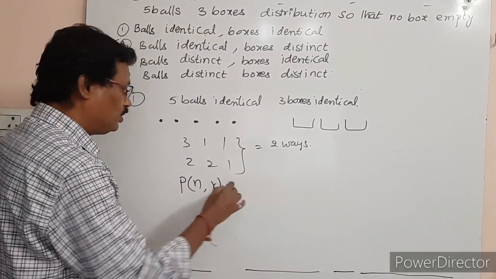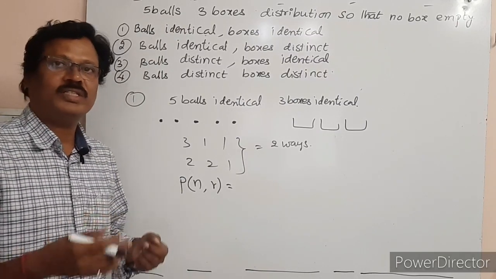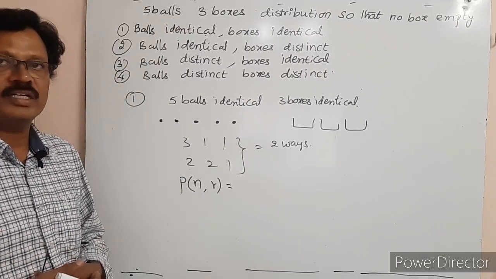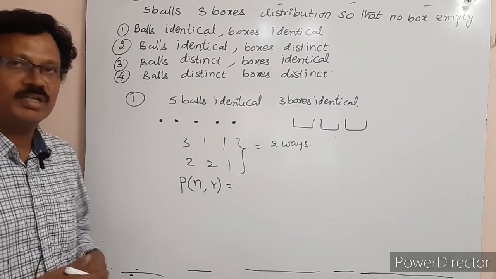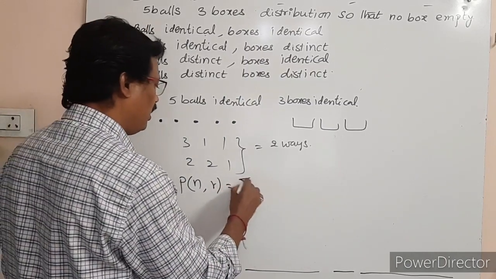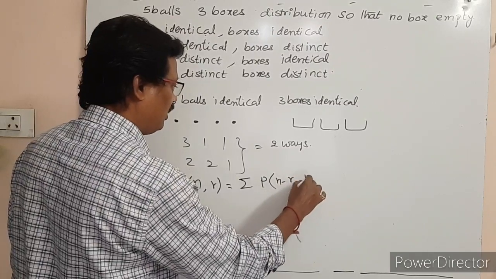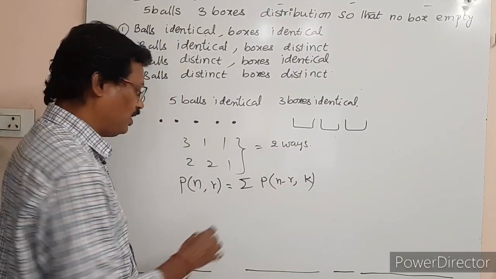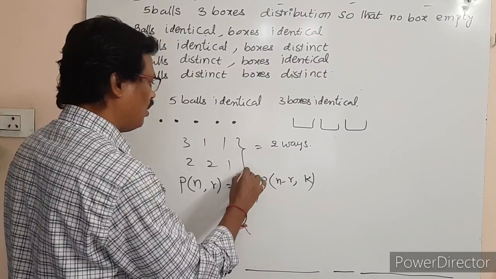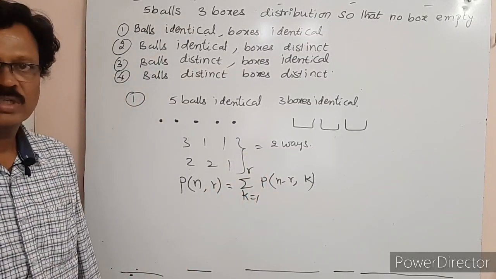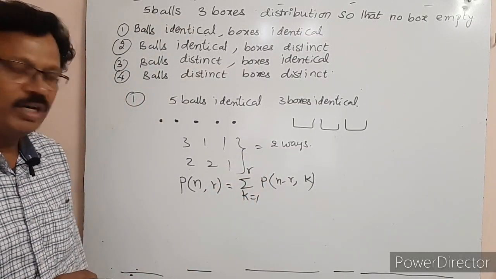Now this formula, suppose n is a larger number, suppose n is 9, 10, 11 like that. If n is a large number, then this partition formula is expressed in the form of P(n minus r, k), where k is equal to 1 to r.